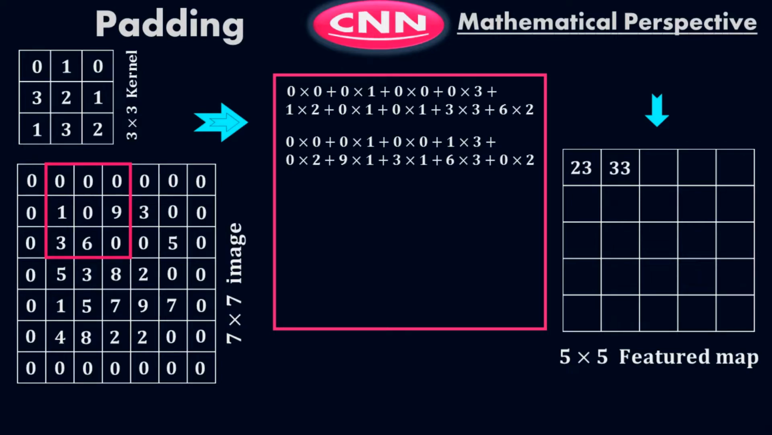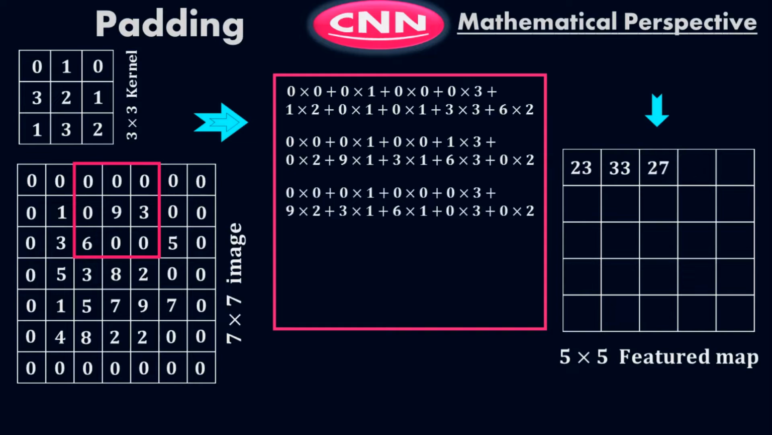Then leave the second column and pick this 3 by 3 matrix. Take the product with the kernel, you will get finally 27 value. This is the third pixel of the featured map.